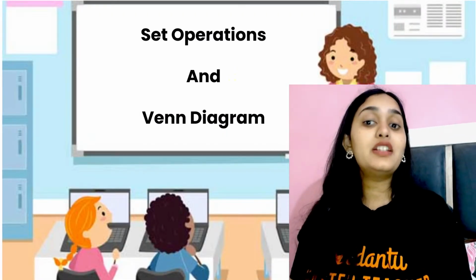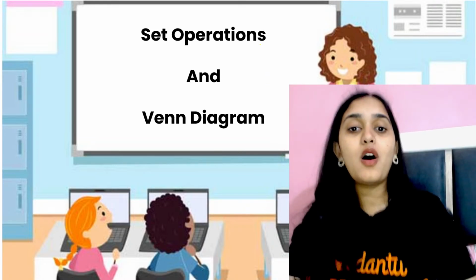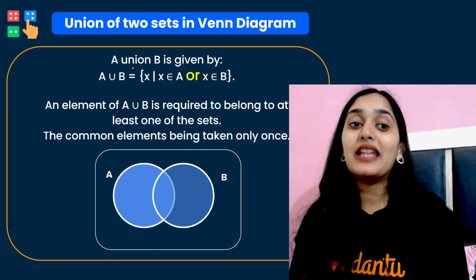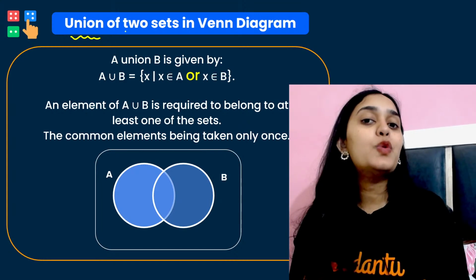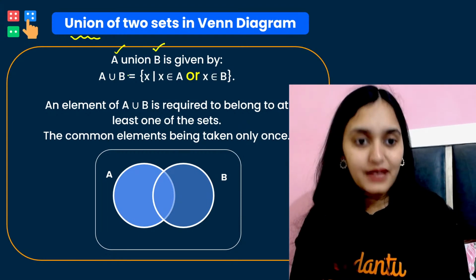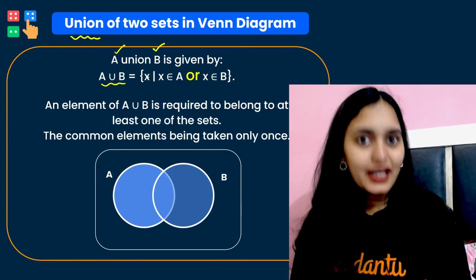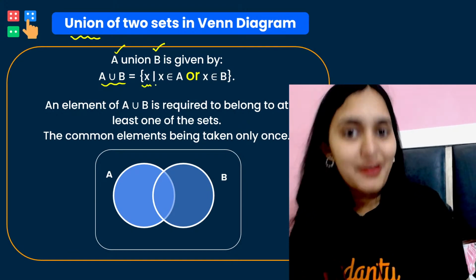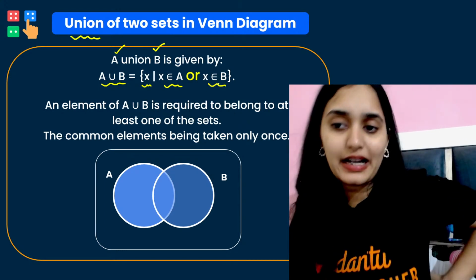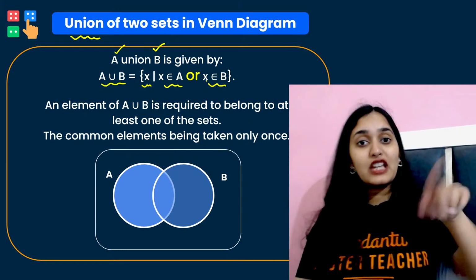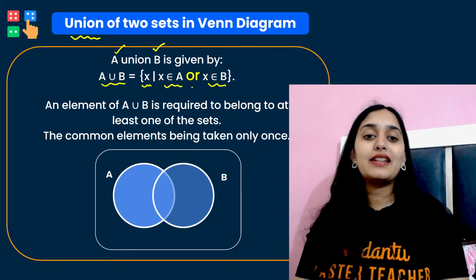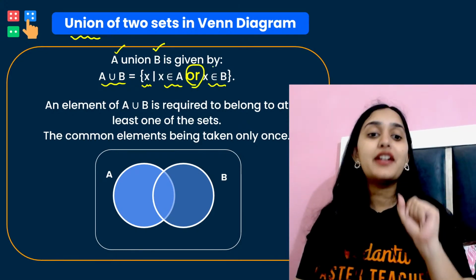Now let's learn about the different operations you can perform on Venn diagrams. First of all, starting with the union of two sets. Suppose we have a set A and a set B. The union of sets is defined as every element that either belongs to set A or belongs to set B. It is not compulsory that they should belong to both of them. It is saying either this or this. So what is important is the word 'or' here.